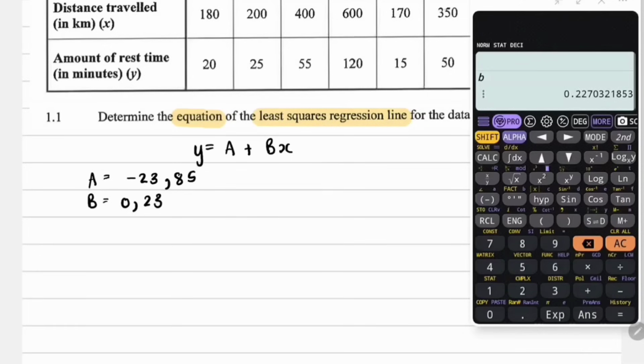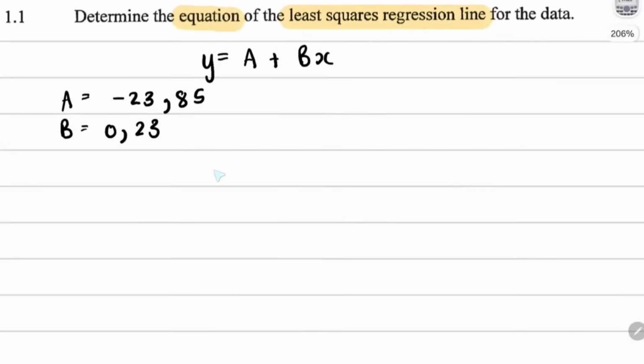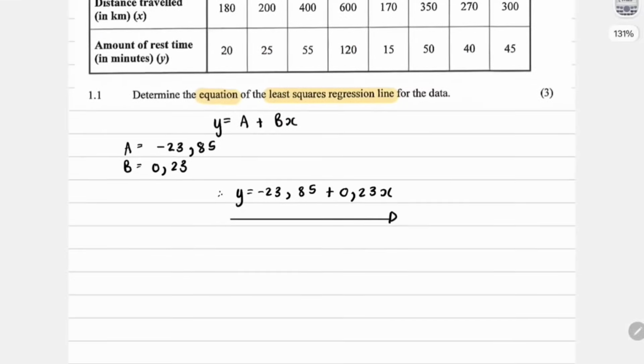Okay, so that's what we have for A and B. So it means that the equation of our least squares regression line is therefore y equals, A value is negative 23.85, plus our B value is 0.23, and then we have x, and that is the equation of the least squares regression line. Okay, moving on to the next question.